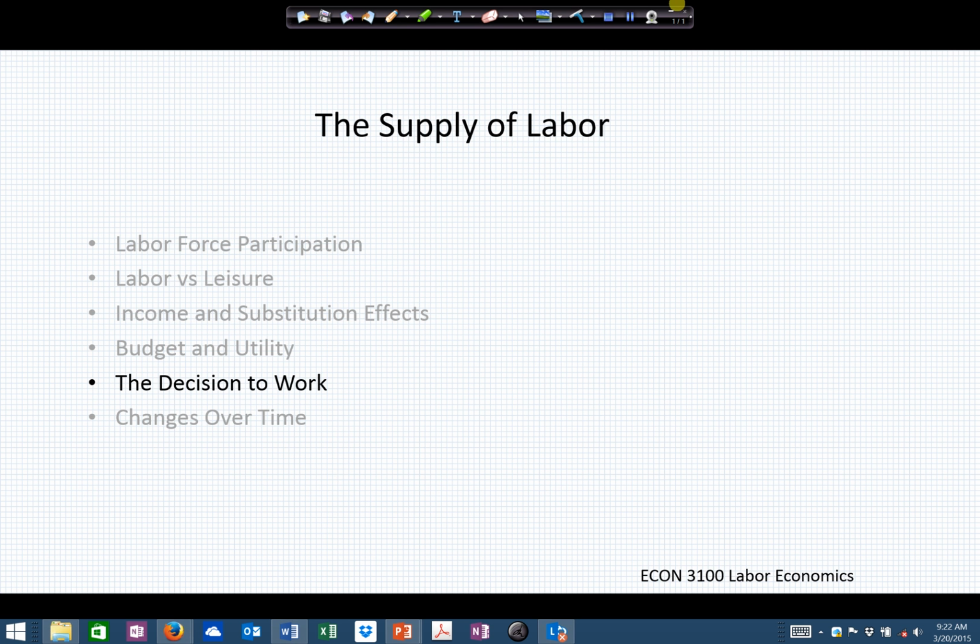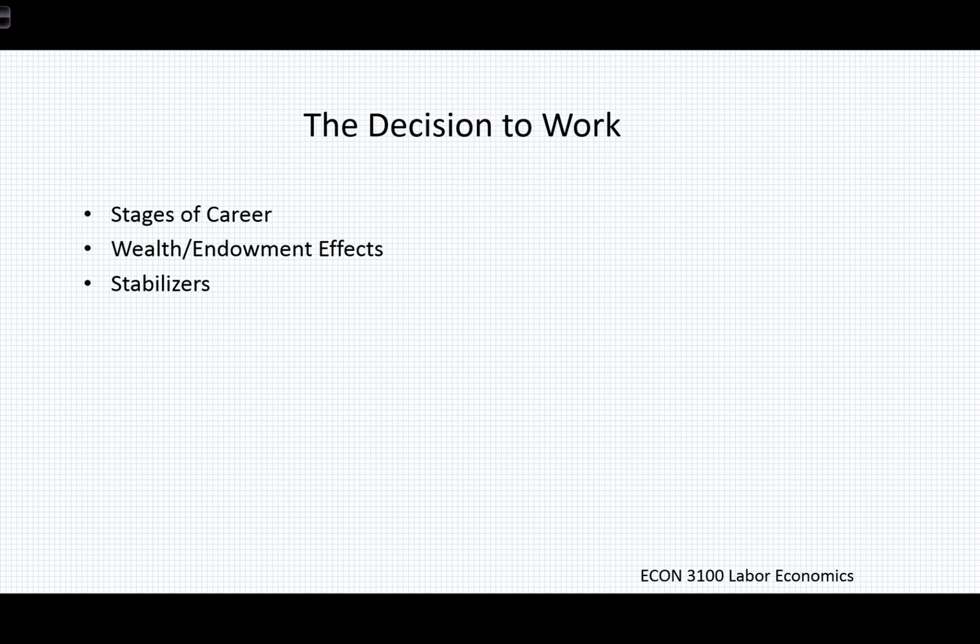In this segment of our discussion on labor supply, let's talk about the decision to work, which really means we're going to be talking about the labor supply relationship. So let's consider this in terms of this constrained optimization model of budget and utility that we've developed, and we'll think about how this looks at different stages of one's career, how it looks based upon different wealth or endowments, and how it looks based upon different stabilizers that we might see in the marketplace. These are the stabilizers we discussed in an earlier segment, of course. So remember that we're talking about the labor-supply relationship.